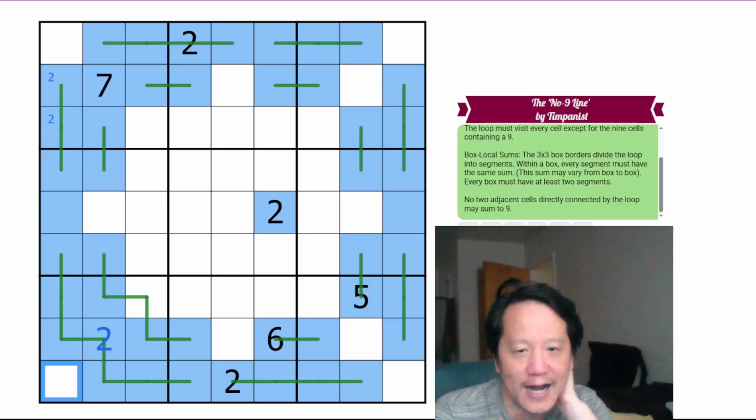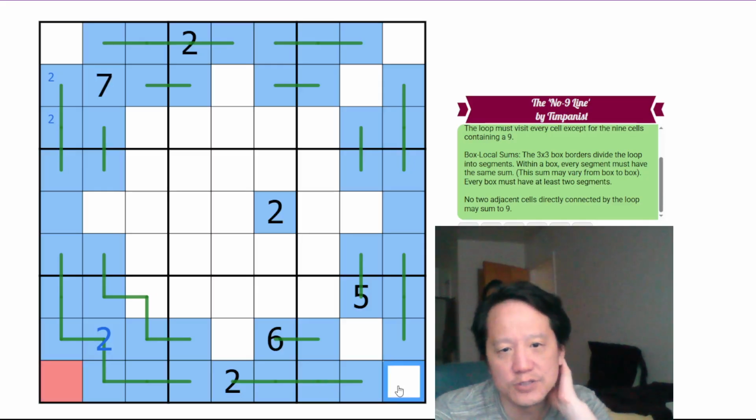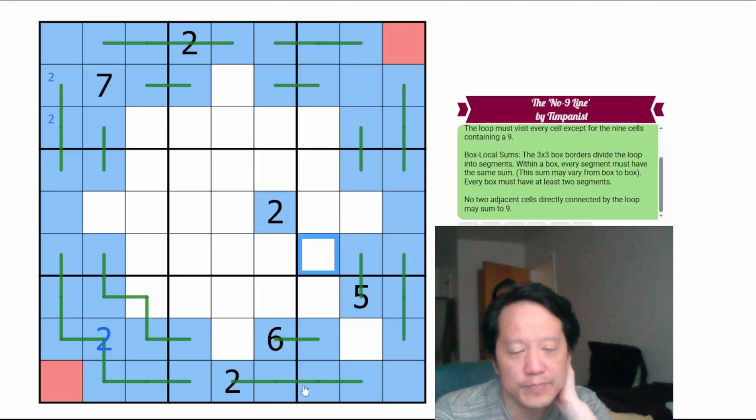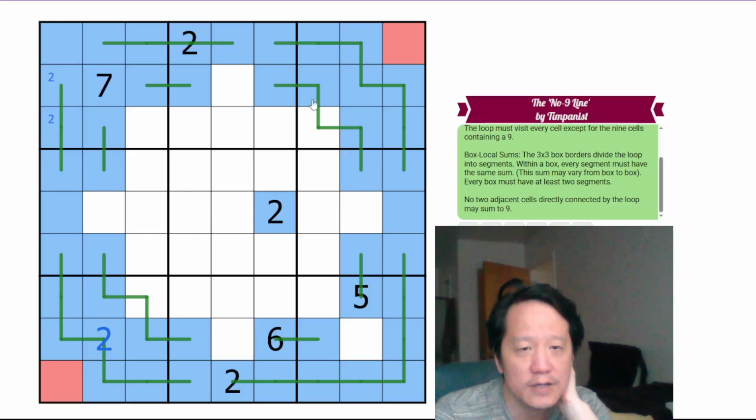This is a 9. So this can't be 9 here. This cannot be 9 here. Which means this is a 9 here. So this has to go that way. So then this has to go here. That means this goes that way. This has to go that way. This has to go that way. Very cool. And we have 2 can't be here.